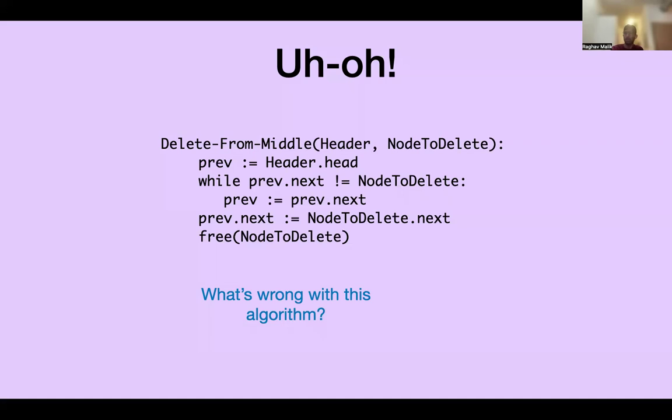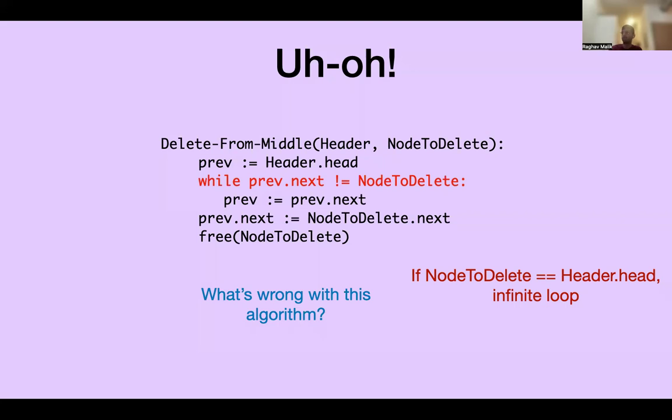The problem here is, what if I call delete from middle, but the node I'm deleting is actually the head of the list, right? So what happens here is I set previous to head. So previous is already node to delete, which means previous.next is never going to be node to delete, which means this is going to loop infinitely, even if this should theoretically be a correct operation.